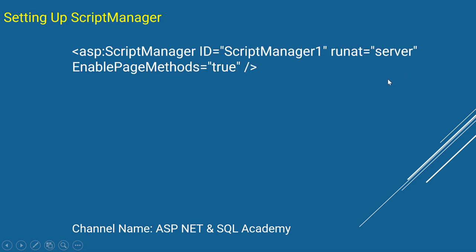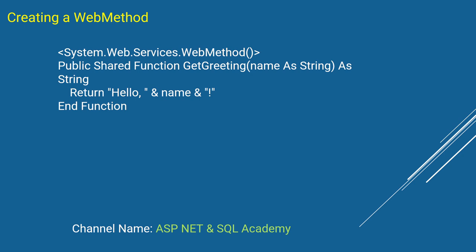To enable JavaScript to call web methods, make sure your ScriptManager has EnablePageMethods set to true. This is a simple web method that accepts a name and returns a greeting message. Notice it is shared and marked with the WebMethod attribute.